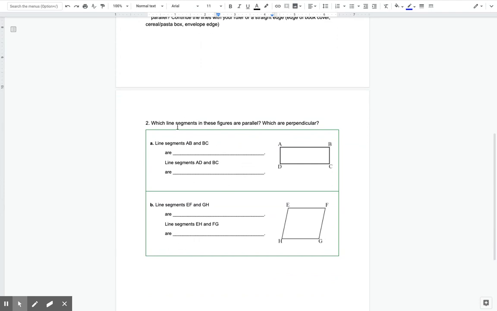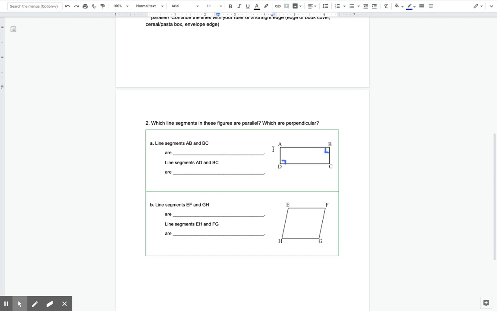We look at number 2. It talks about line segments in the figures, and it asks us which line segments are parallel and which are perpendicular. So normally, you would not just assume that these were right angles, but I am going to draw this symbol in because we just talked about it. And I'm going to draw that right angle symbol in. And now we're going to look at line segment AB, so the line segment that goes in between those 2 points, and the line segment BC. Are they parallel, which means that they never touch each other, or are they perpendicular? You write your answer on the line.